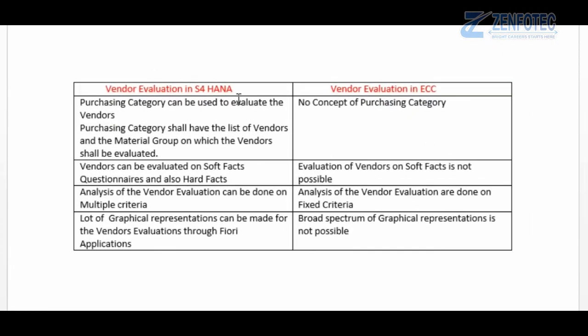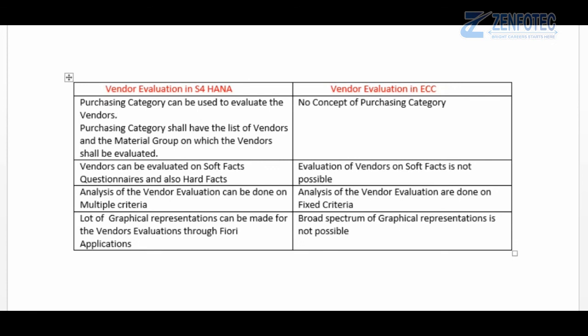To the comparison. So vendor evaluation in SAP S/4HANA. Now the ECC part is over. We saw how the vendors are getting compared. Two vendors are getting compared in ECC. Now in vendor evaluation in SAP S/4HANA, a new concept has come apart from this. What is that? Purchasing category can be used to evaluate the vendors, which we will be doing when we move to the third section. That is when I will give you the demo of the vendor evaluation in SAP S/4HANA.